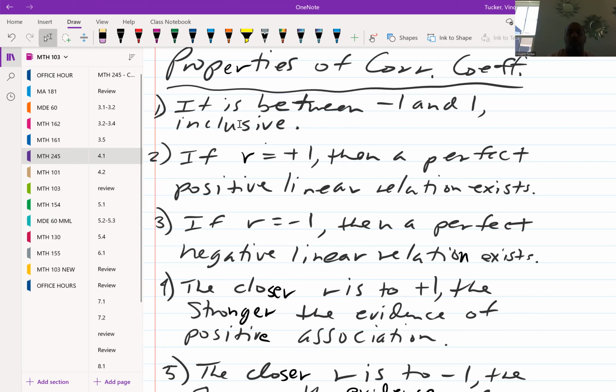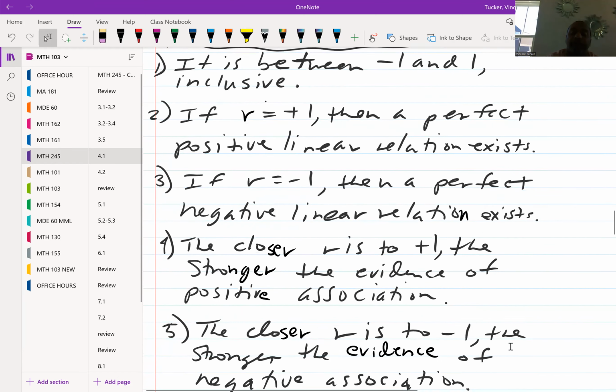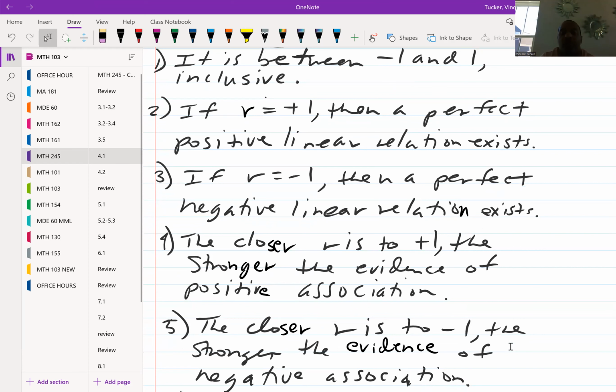All right, the closer r is to +1, the stronger the evidence of a positive association. And the closer r is to -1, the stronger the evidence of a negative association.